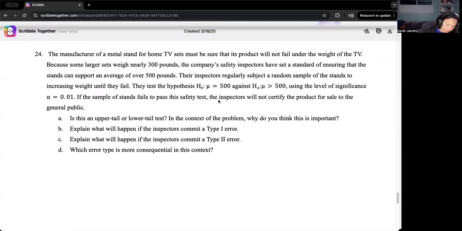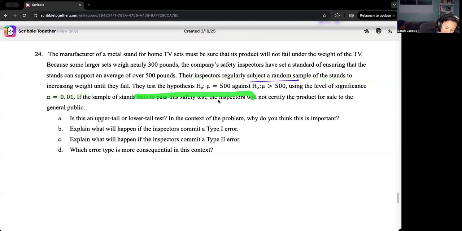24. The manufacturer of a metal stand for home TV sets must be sure that its product will not fail under the weight of the TV. Because some larger sets weigh nearly 300 pounds, the company's safety inspectors have set a standard of ensuring that the stands can support an average of over 500 pounds. Belts and suspenders. Their inspectors regularly subject a random sample of the stands to increasing weight until they fail.